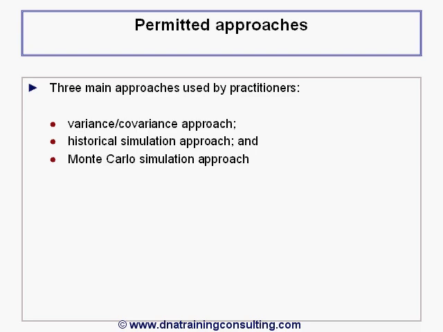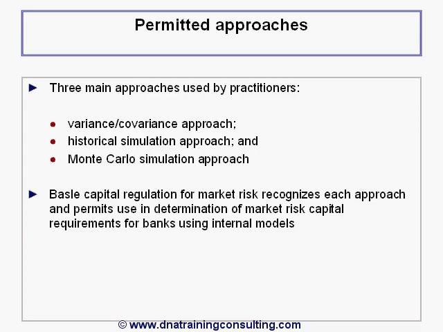Basel Capital Regulation for Market Risk recognizes each of these approaches and permits their use in the determination of market risk capital requirements for banks using their internal models, a point to which we return in Chapter 5. We describe the first of these approaches, the variance-covariance approach, in this chapter, and the other 2 in Chapter 4, in each case highlighting pros and cons.